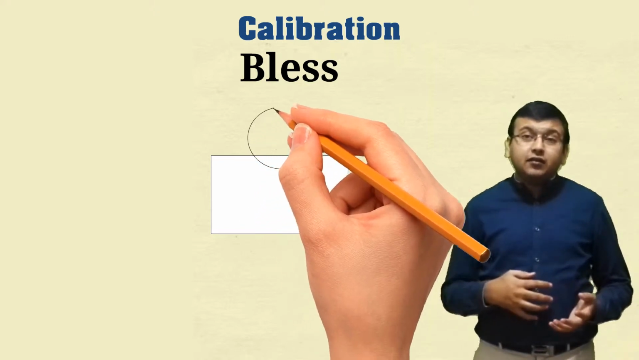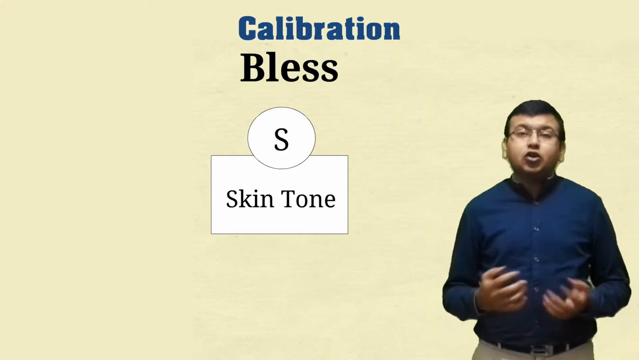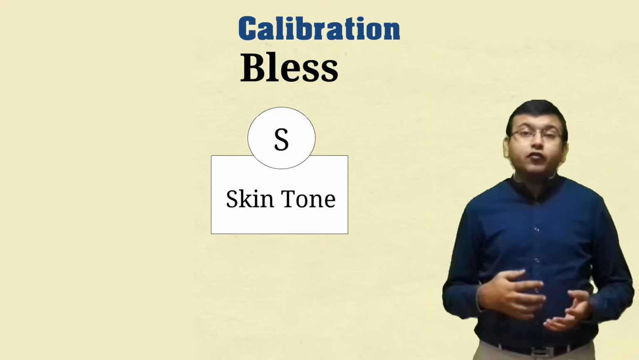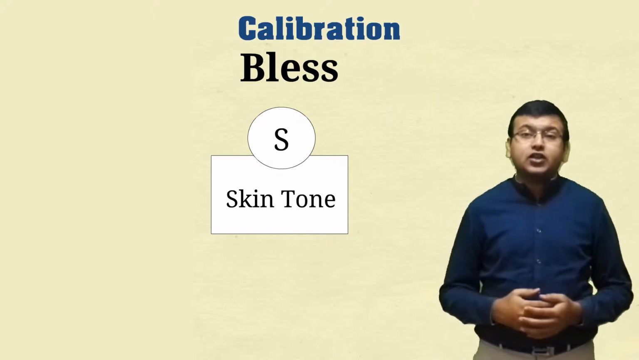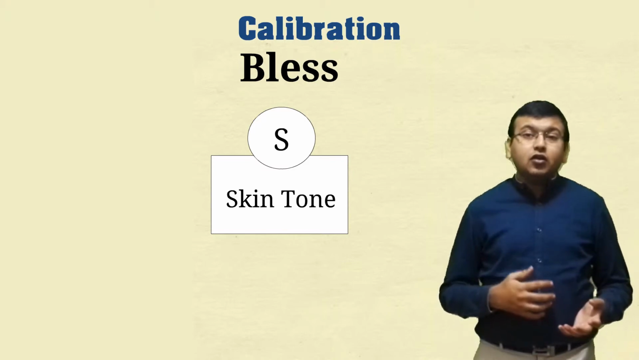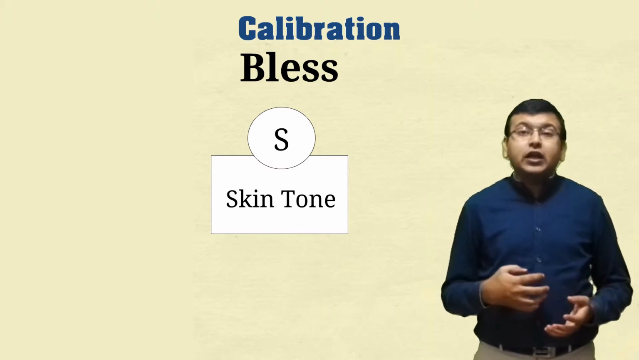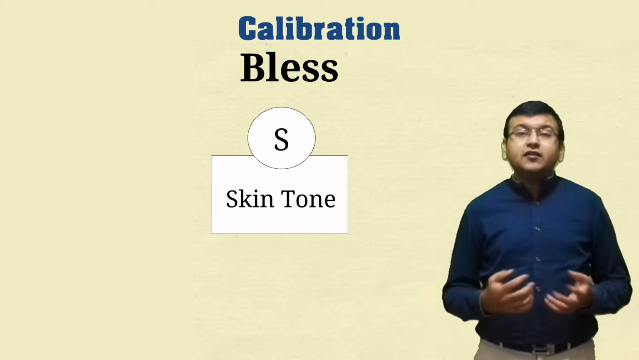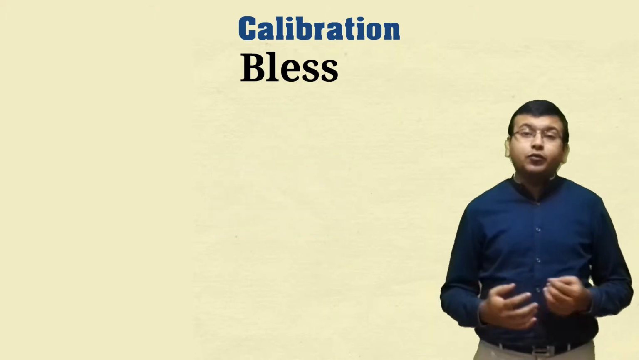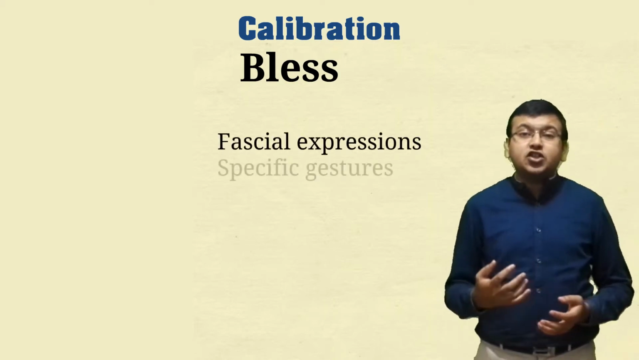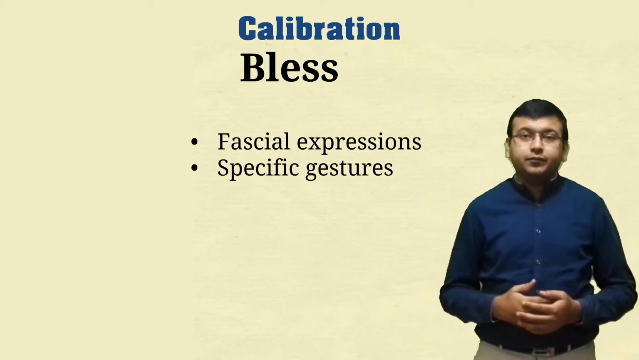The last S stands for skin tone. The change in the skin tone is a result of the slight relaxation or contraction of the muscles under the skin. The tightness of the skin can be a good indicator for the same. Obviously, these are just some examples of what you can observe. You can add facial expressions and also specific gestures among other things to this list.